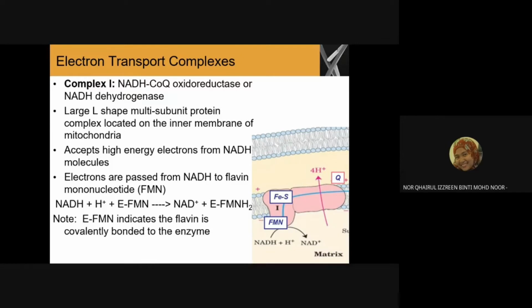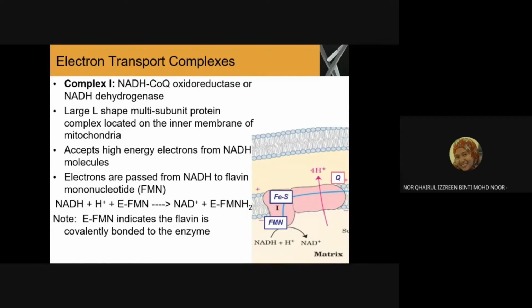So they pass from FMN, it passes electrons to the ferrum sulfate cluster. So the NADH molecule donates the 2 electrons. So remember, 2 electrons onto the acceptor. So the acceptor here is FMN.